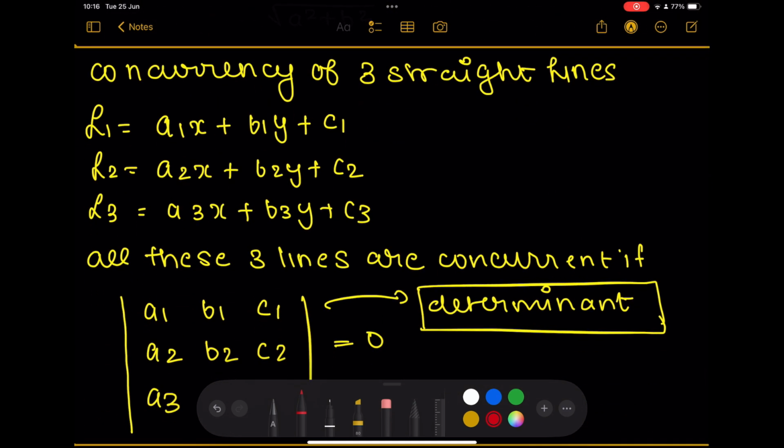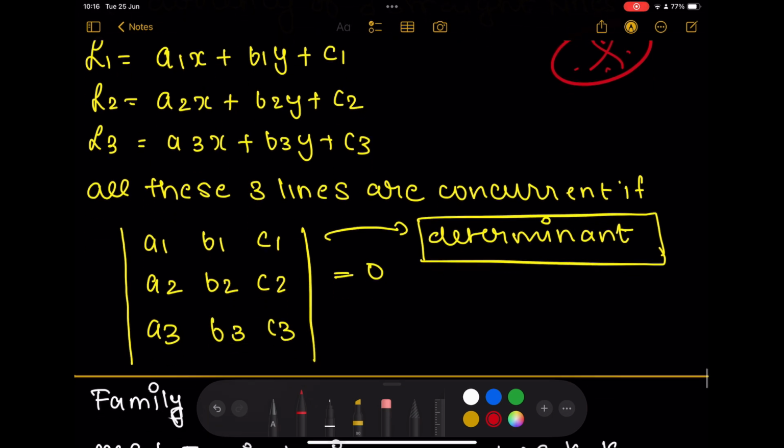Okay. Now, how will you determine whether 3 straight lines are concurrent or not? This is a very important concept because I think one direct question has come from this. I think they are given 2 lines, and in the options they are given a third line, and you only had to choose which of the following options has a line which will be concurrent with those 2 lines. How will you find that?